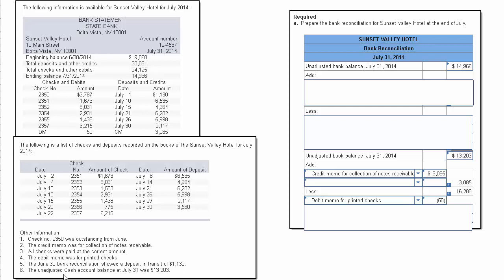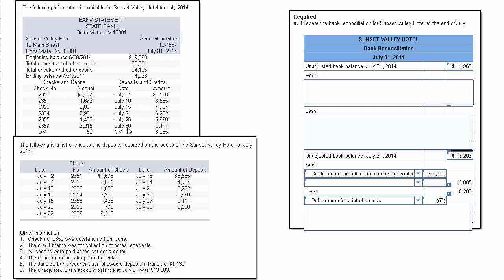Number 6, the unadjusted cash account balance was $13,203. Well, we already had that recorded there. Okay, so at this point we've taken care of the other information. Now we need to look for outstanding checks and outstanding deposits.